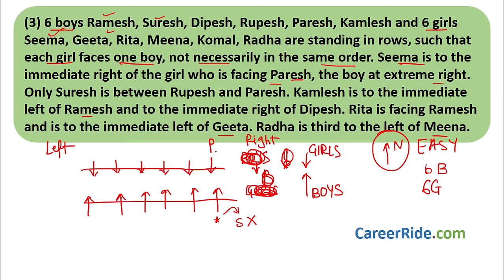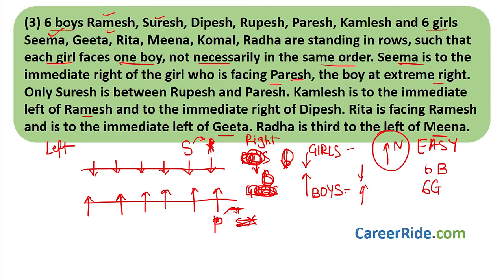They have given Paresh is the boy at extreme right. So Paresh will come over here. The girl who is facing Paresh comes over here, and that girl is to the immediate right of Seema. So Seema comes over here, right? Now we have the orientation right. See how we cannot always assume that boys will be facing downwards and girls will be facing upwards, or girls are here and boys are here. We have to make sure that everything lines up, right?